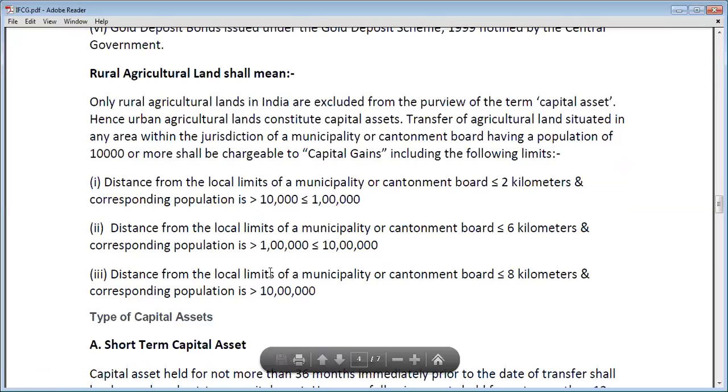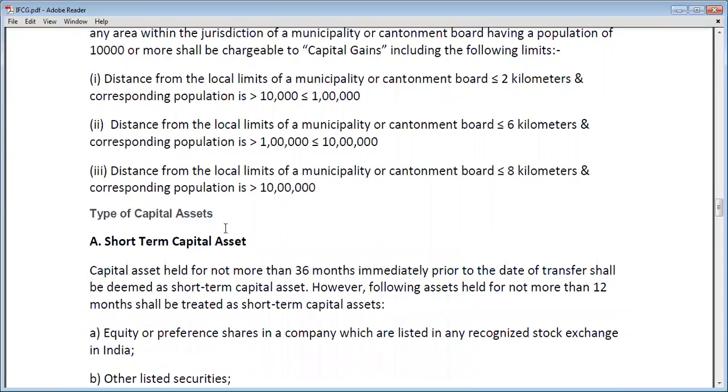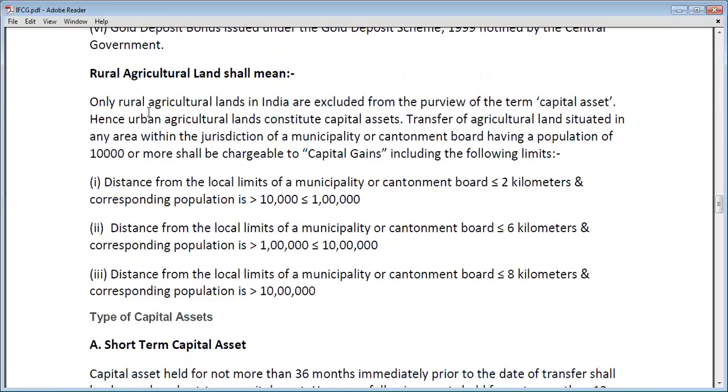What is the third condition? If the agricultural land lies within 8 kilometers of the municipality or cantonment board, and the population is more than 10 lakh, then in that case also the agricultural land will be included in capital assets, and the gain from it will be considered capital gain. So this is about agricultural land. Rural agricultural land will not be considered a capital asset, but urban agricultural land is always considered a capital asset. And agricultural land situated within the jurisdiction of a municipality, if it fulfills any of these three conditions, will also be considered a capital asset, and the capital gain from its transfer will be included under the head of income from capital gains.